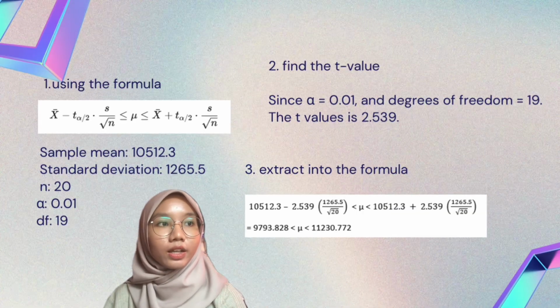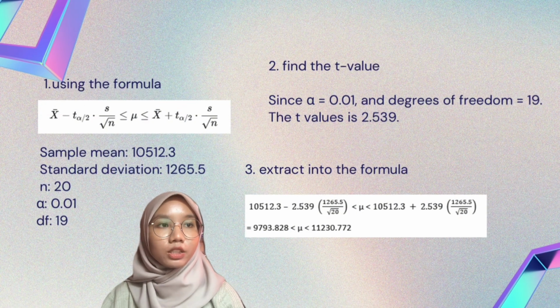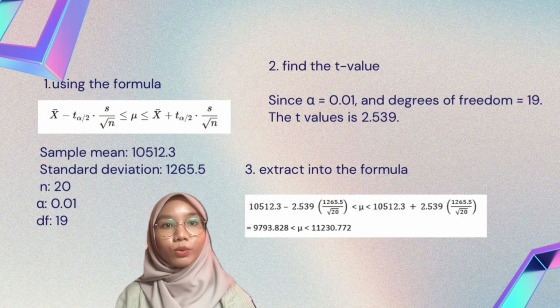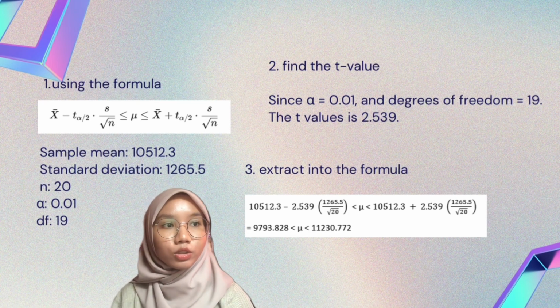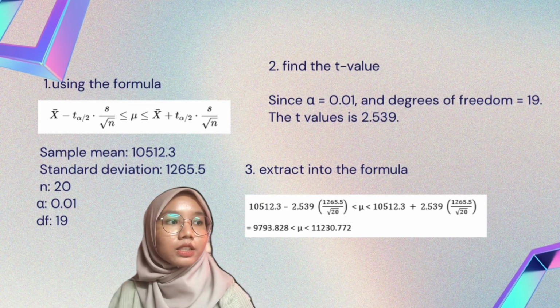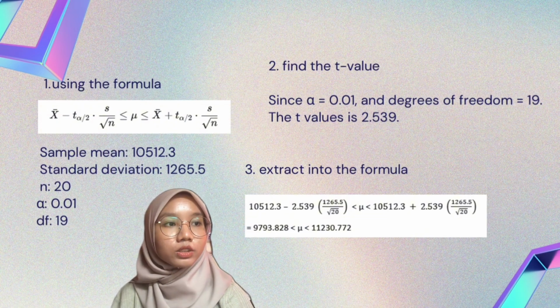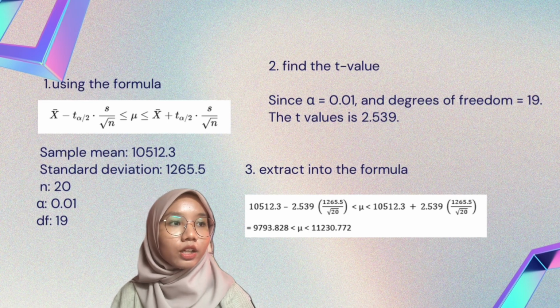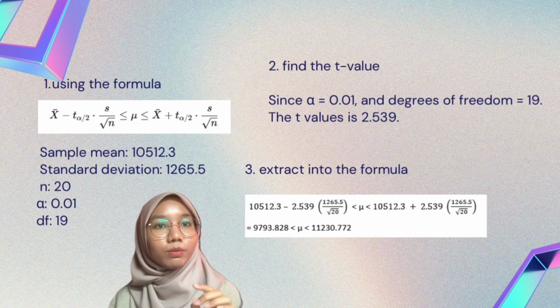In this slide, we are calculating a 98% confidence interval for the population mean using this formula. Step 1, we have to define the parameters. The sample mean is 10512.3. The standard deviation is 1265.5. The sample size is 20. The confidence level is 98%, so alpha is 0.01. The degree of freedom for the t distribution is n-1, so it will be 19.